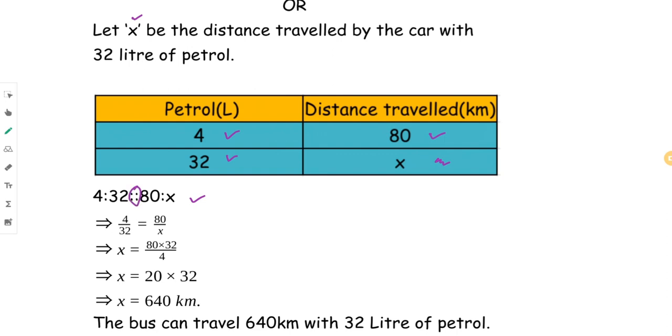Once again, cross multiplication. This x will go up, it's here, right? Now this 4 will go down to the denominator. Same thing, this is in the denominator, it will go up in the numerator. Cross multiplication. Okay, you can once again see 4 ones are 4, then here I'll have 4 into 20, right? Then I'll have here 20 into 32, which when you multiply you will get 640 kilometers. Therefore the car can travel 640 kilometers with 32 liters of petrol.